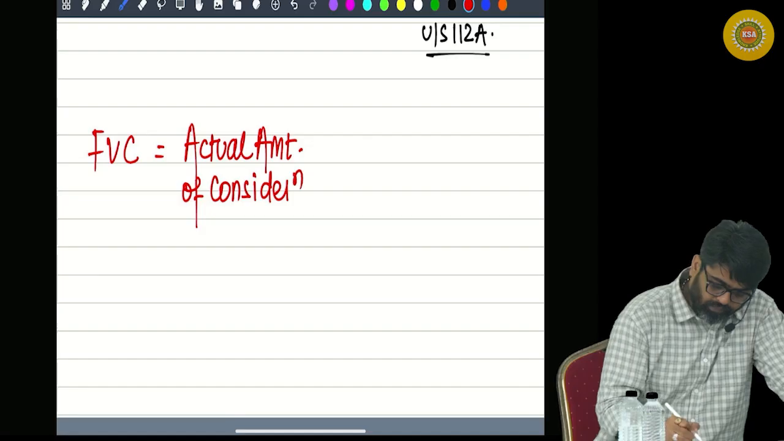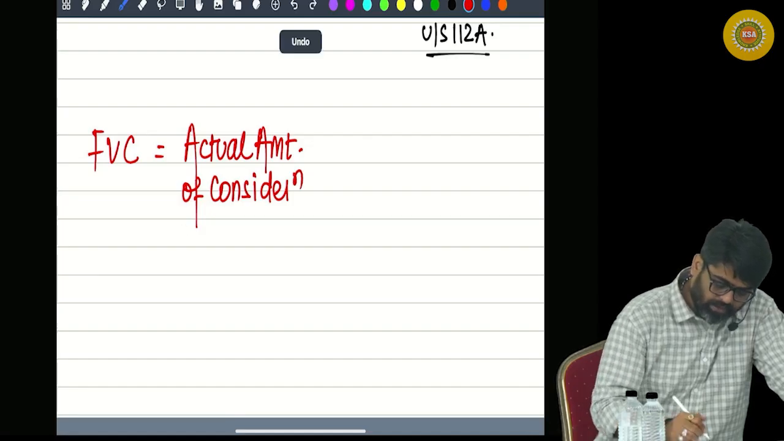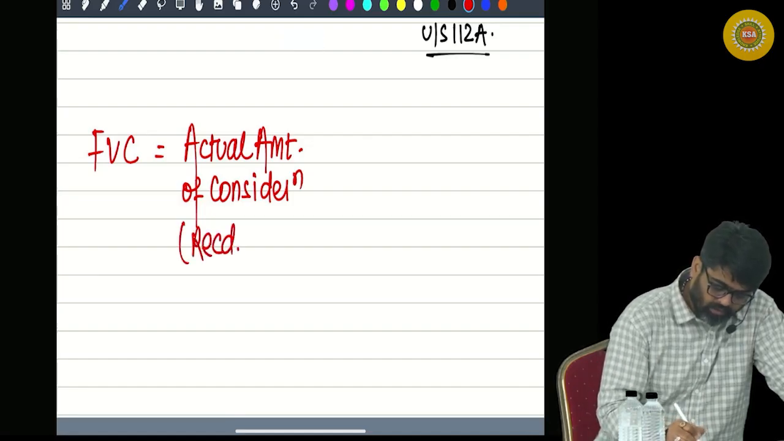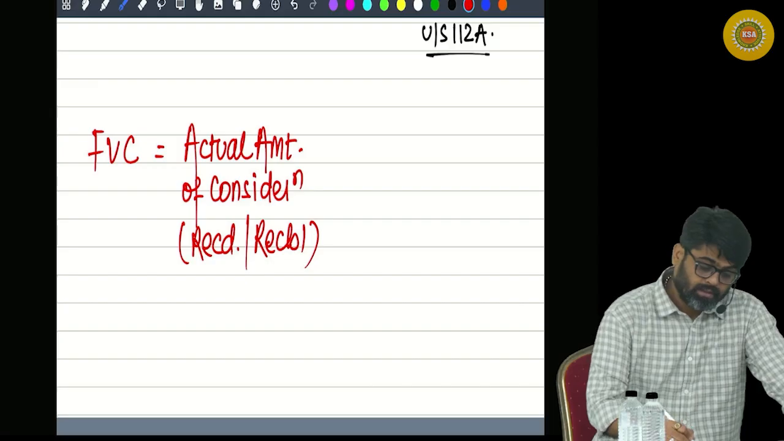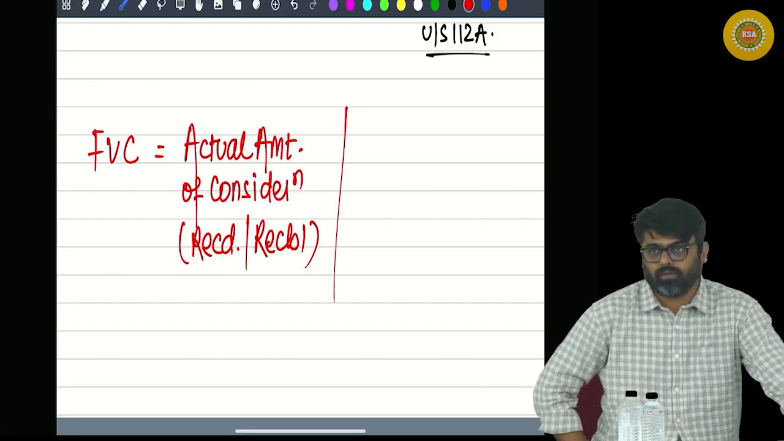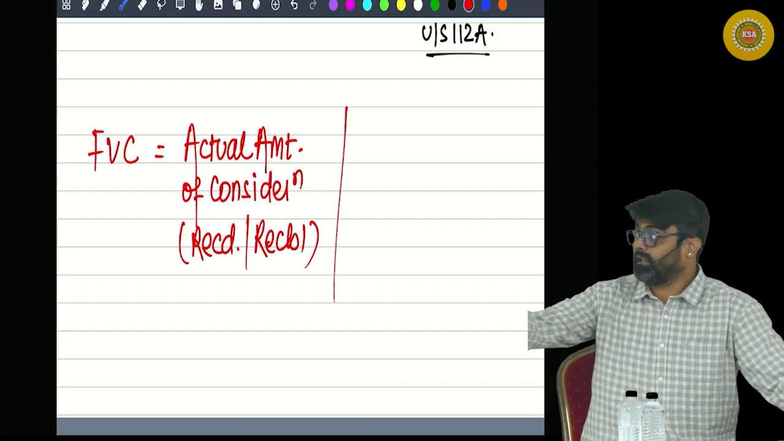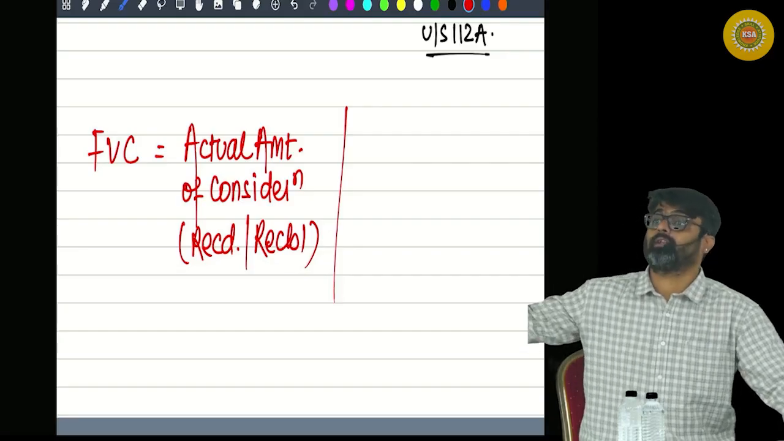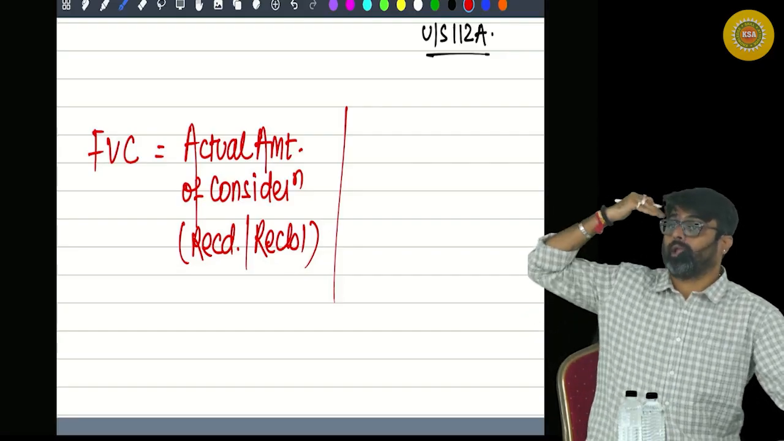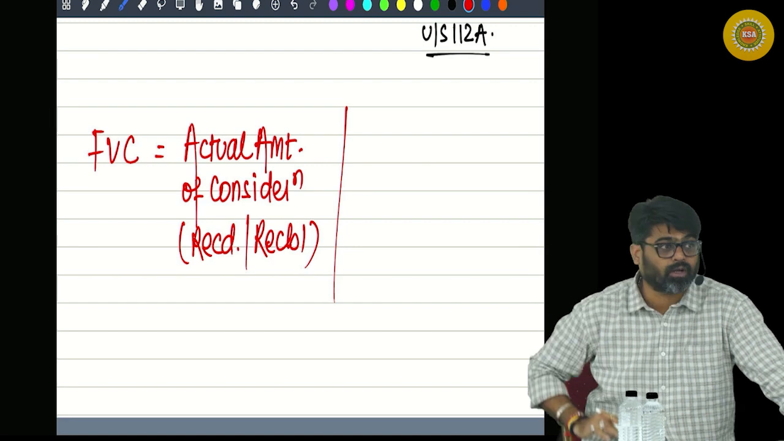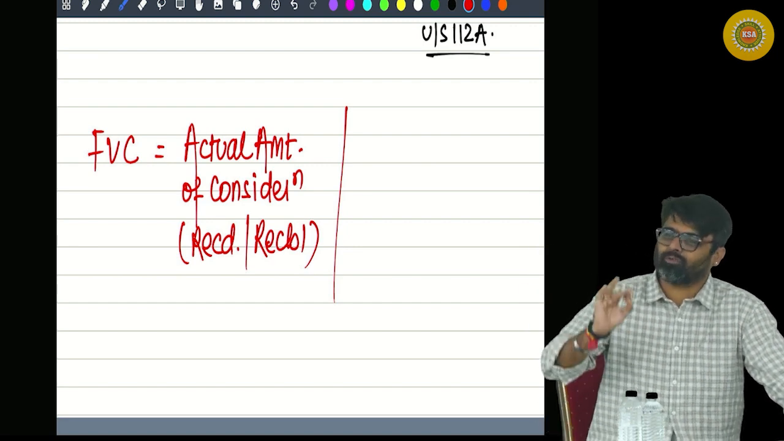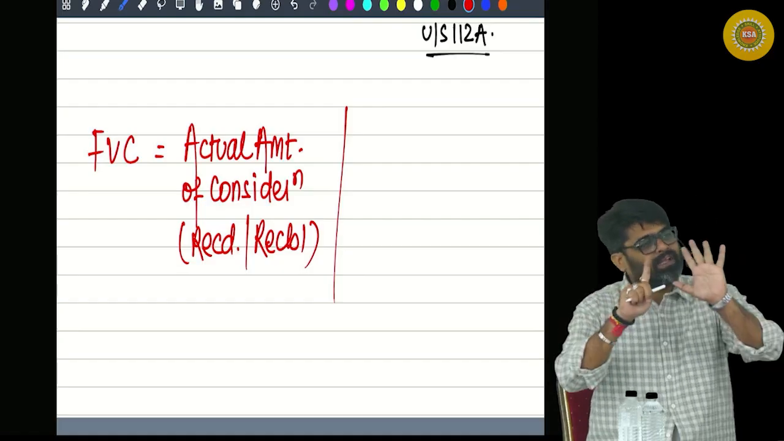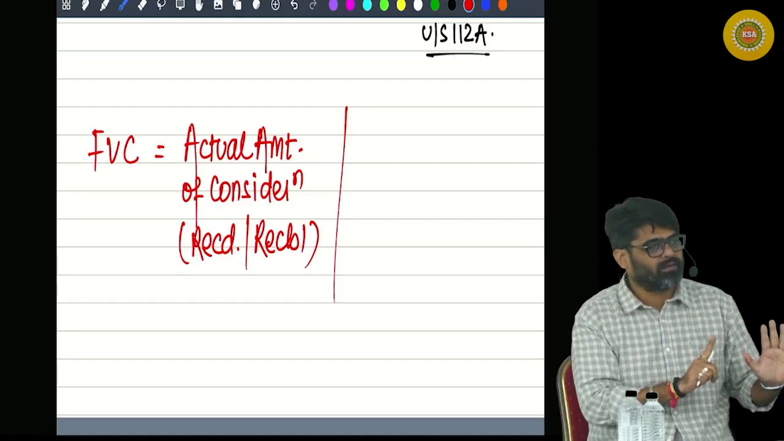Consideration, whether received or receivable. Always we are supposed to take this. But if the law says so, then I will have to ignore this amount, and some notional amount, some imaginary amount, can also be taken as your full value of consideration. So, the answer is so simple, no? Only in 6 lines you are going to get your answer.